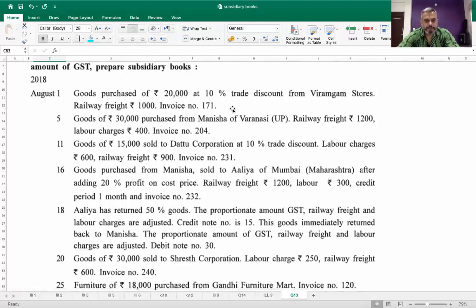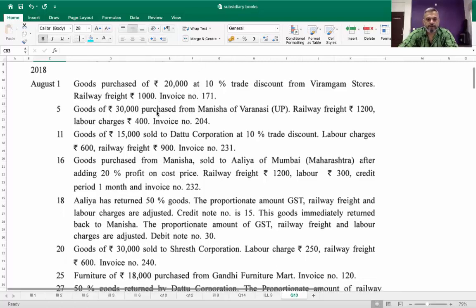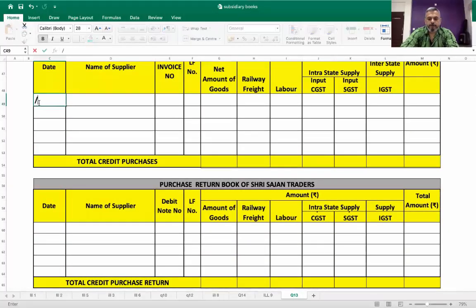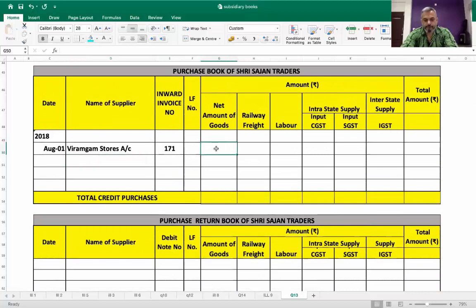Now, 2018 August 1, goods purchase of 20,000 at 10% trade discount from Viramgam stores. Railway freight 1000, invoice number 171. So purchase book, 2018 August 1, Viramgam stores, invoice number 171, amount is 20,000, 10%, you refer your textbook, 18,000, railway freight 1,000, no labor, labor 0.